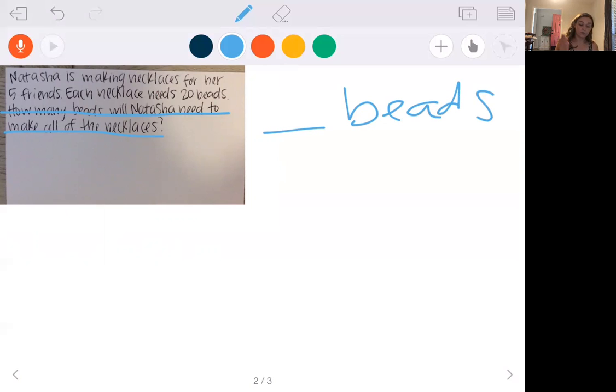All right, let's look for my numbers. It doesn't say Natasha and her 5 friends. It just says that she's making them for her 5 friends because she's such a sweet friend. So we're going to talk about her 5 friends, and that each necklace needs 20 beads.